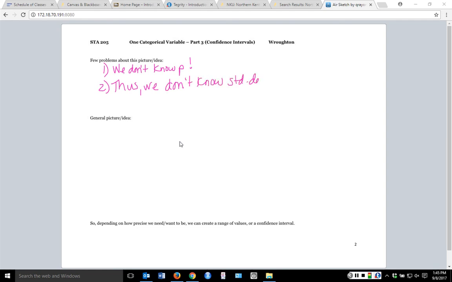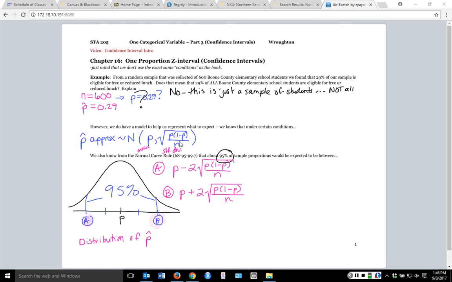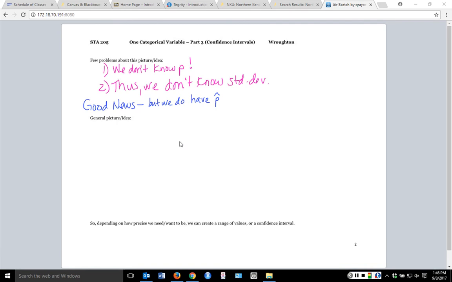So we don't have that either. Alright, some good news. We might not have P, but we do have P hat. So what I might be able to do is a similar calculation to this using P hat instead of N. But let's talk about what that would actually mean and what that would cause to happen.